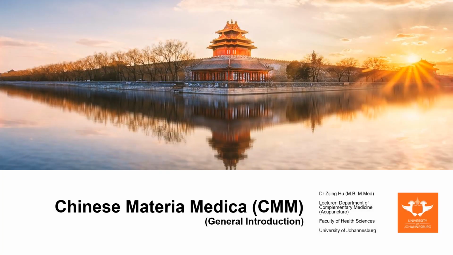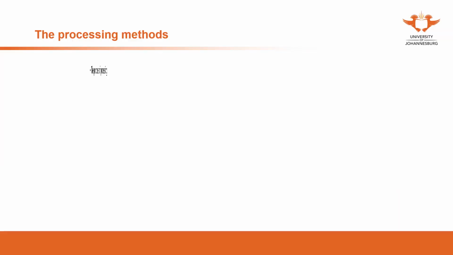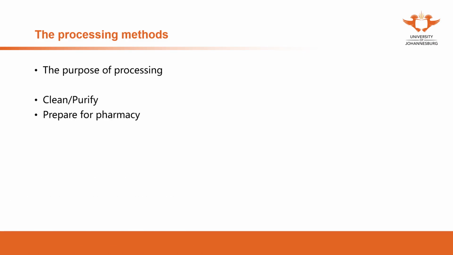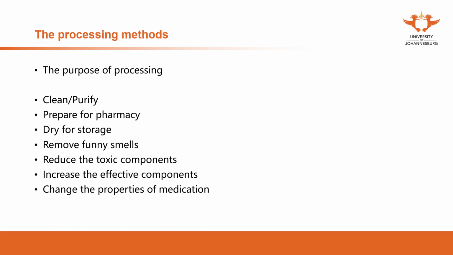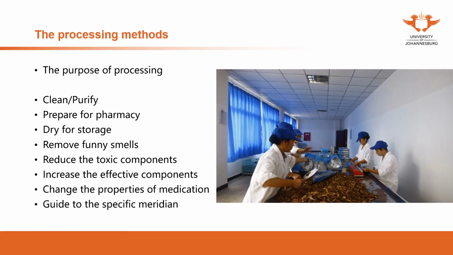Good day, everyone. In this video, we are going to talk about the processing of the herbal medicine. There are different purposes of processing. Firstly, clean and purify. Prepare for the pharmacy use. Dry for storage. Remove funny smells. Reduce the toxic components. Increase the effective components, or change the property of the medicine. Guide to specific meridians.